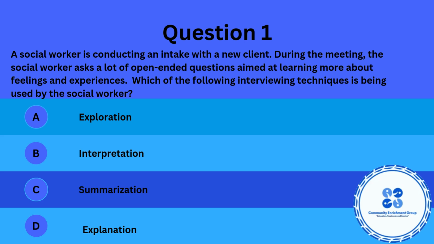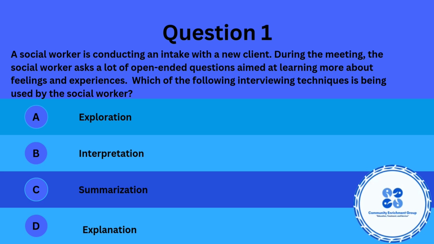We always want to read all of the selections. Interpretation. Interpretation focuses on drawing new meanings about provided information. That's definitely not happening in this question. Summarization. Summarization is a skill where a client may provide us information, or we may provide information to that client, and we go back and recap the information just to make sure that there is a clear understanding. I don't see that going on in this question. Explanation. Explanation is used to help educate clients when there is a gap in knowledge or skill development is needed. I don't see that going on in this question.